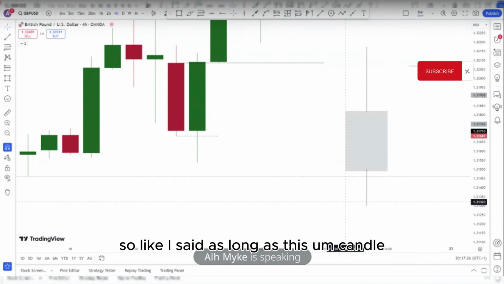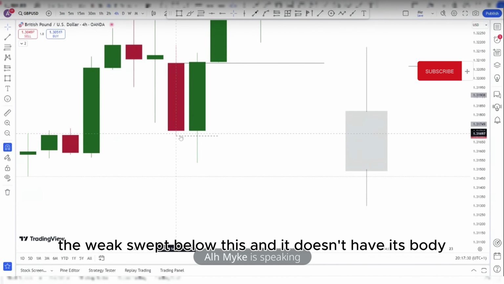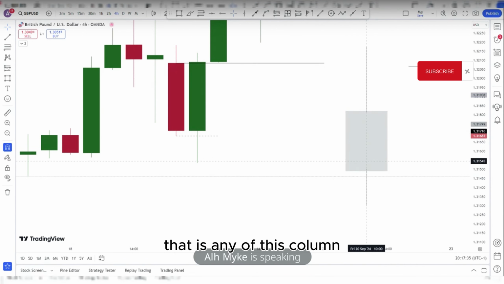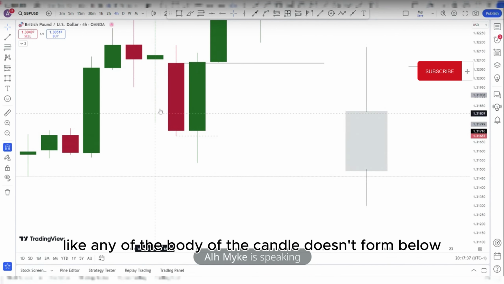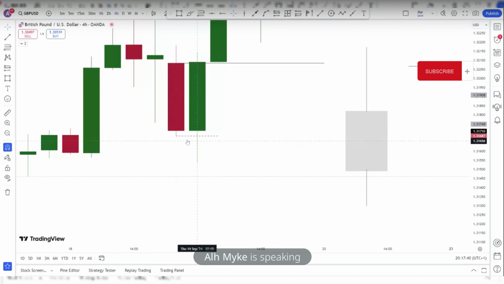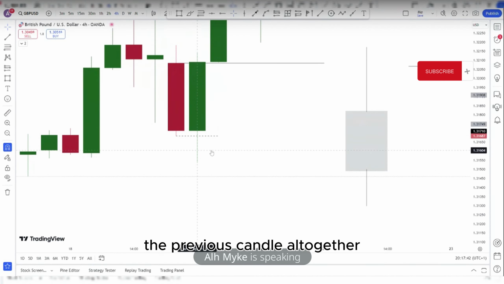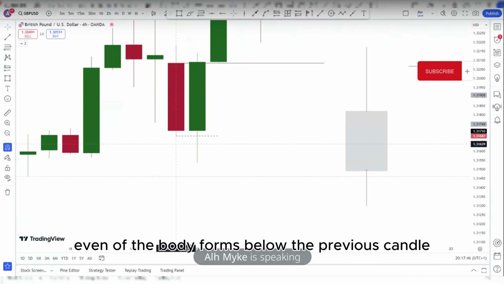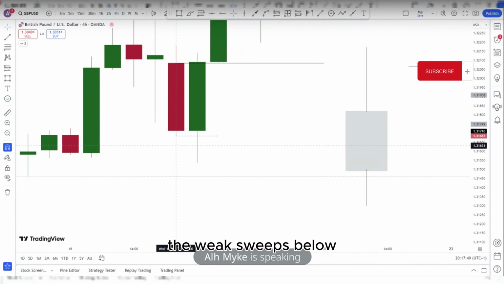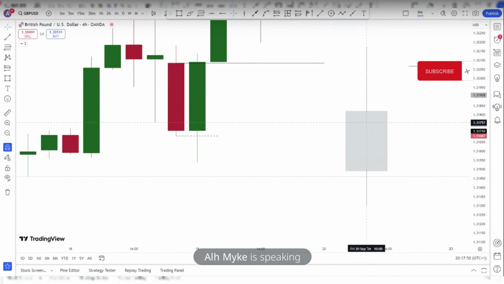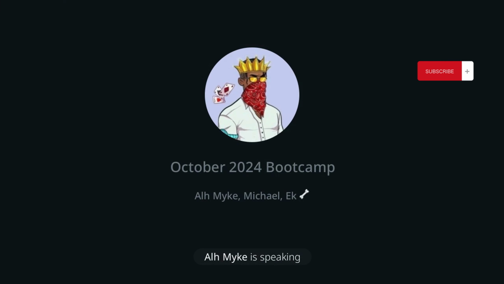So like I said, as long as the wick of this candle swept below this, and none of the body of the candle forms below the previous candle, are we together? If none of the body forms below the previous candle, and the wick sweeps below and takes out the previous candle like this, you can consider it a valid liquidity sweep.